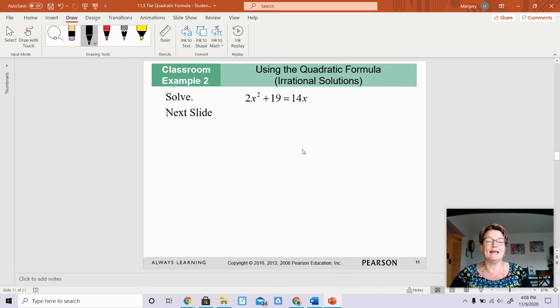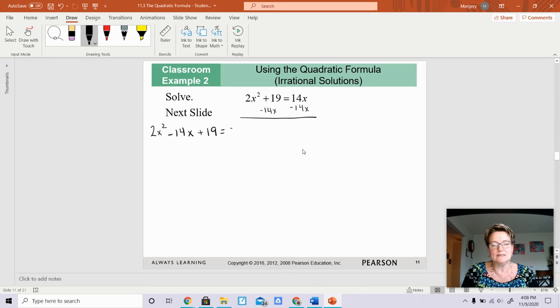And once again, if you are solving with the quadratic formula, everything must be on one side of the equation and it must be equal to 0. So on this one here, I need to move the 14x over because I need it to be equal to 0. So I'm going to do that, and I'm left with 2x squared minus 14x plus 19 equals 0.